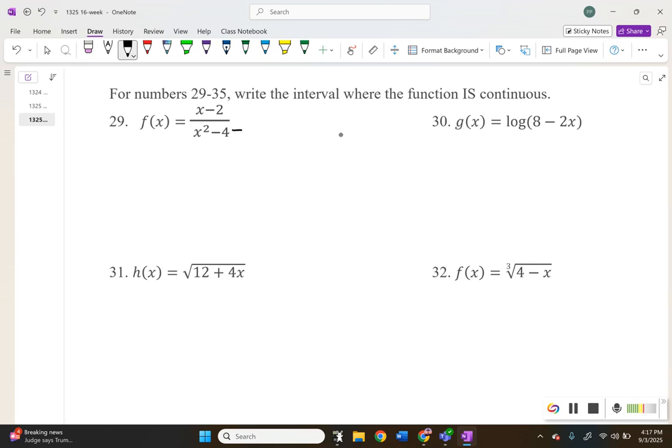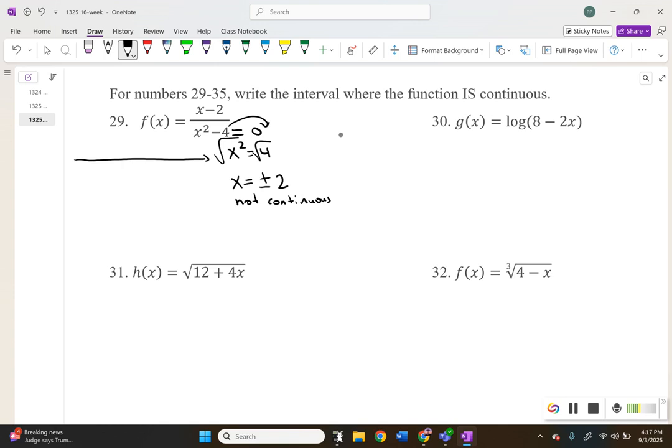So we want to know what's going to make this denominator equal 0. Okay? So we have a choice here in solving. We could add the 4 over and say x squared equals 4. When we take the square root of both sides, you have to remember that when you take the square root of a number, it becomes plus or minus that number. So that would become plus or minus 2. So there are 2 places where this is not continuous.